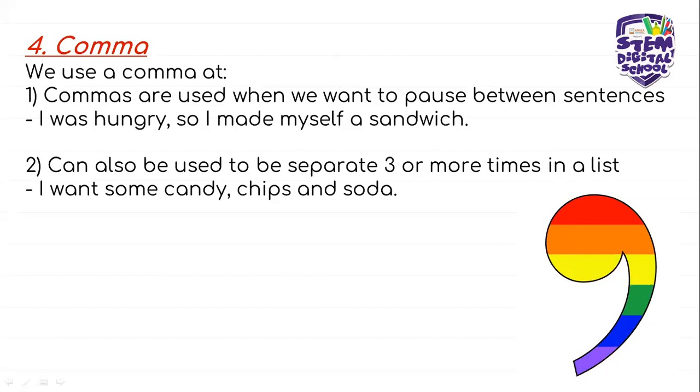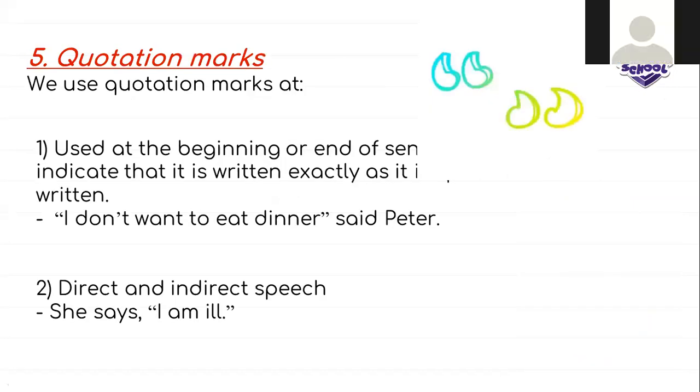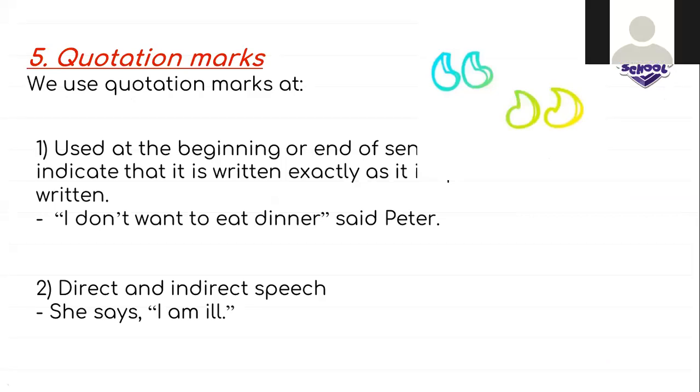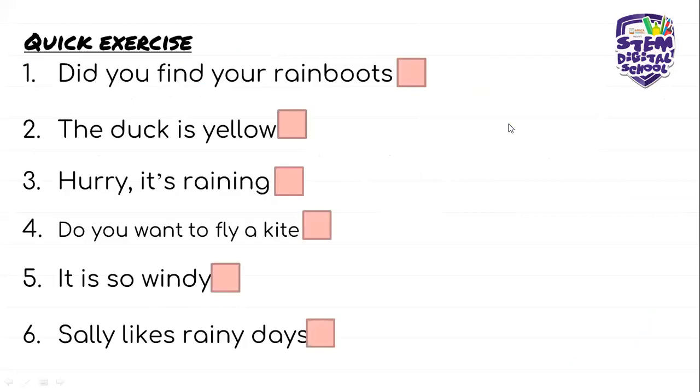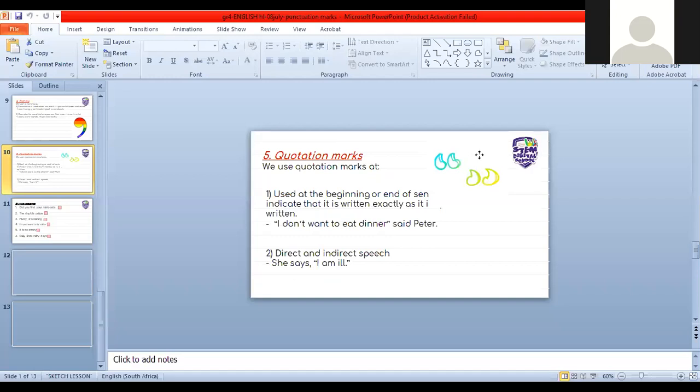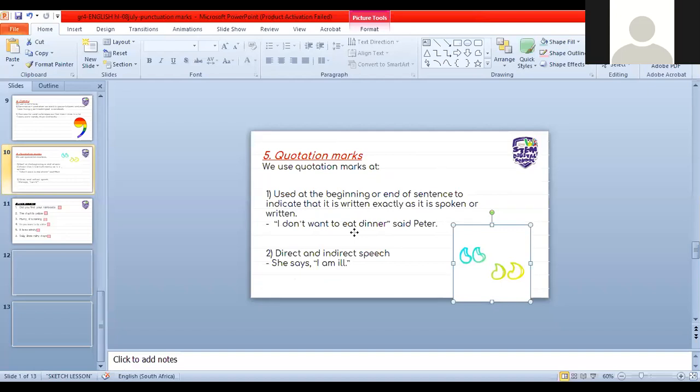Okay. And a quotation mark. Okay. A quotation mark. Now, we use a quotation mark at the beginning of a sentence. Oh, sorry, I don't know where the rest of that one is. Let me just find it. Sorry. Okay, there it is.